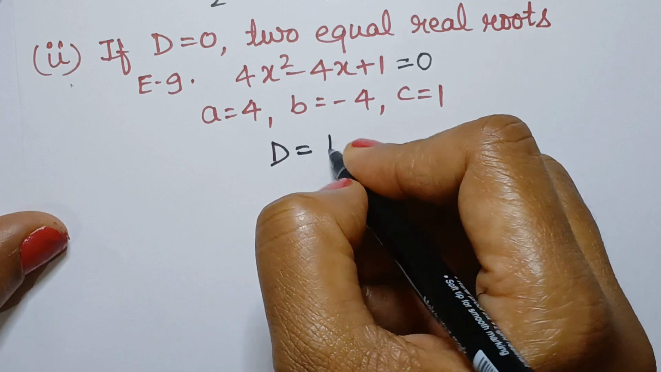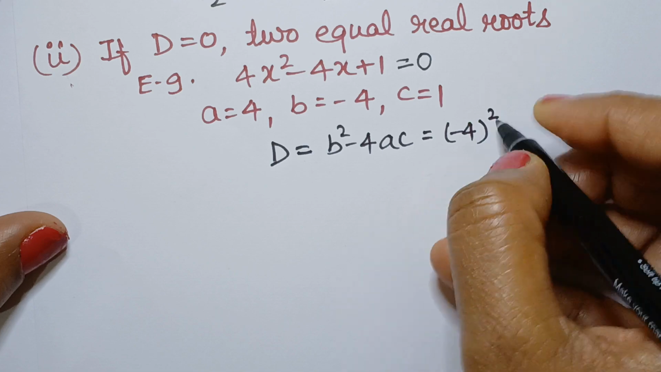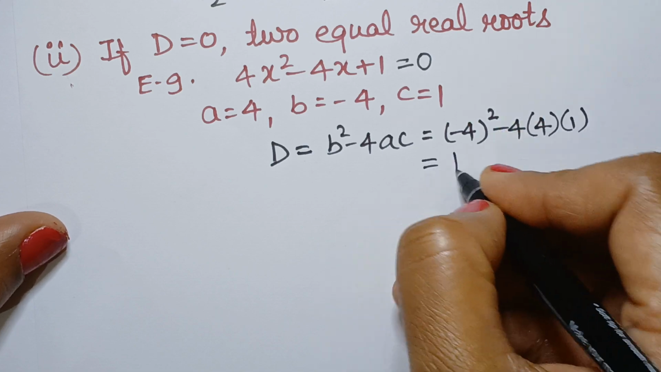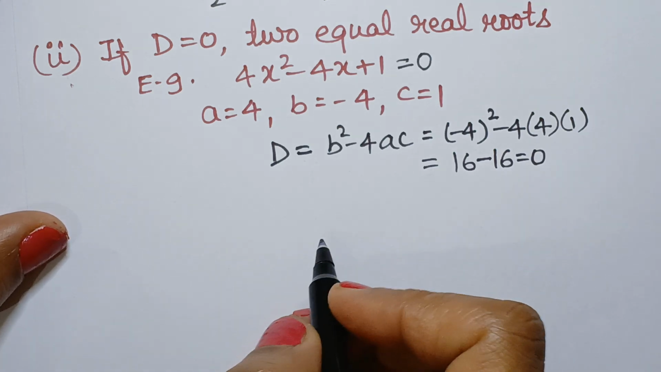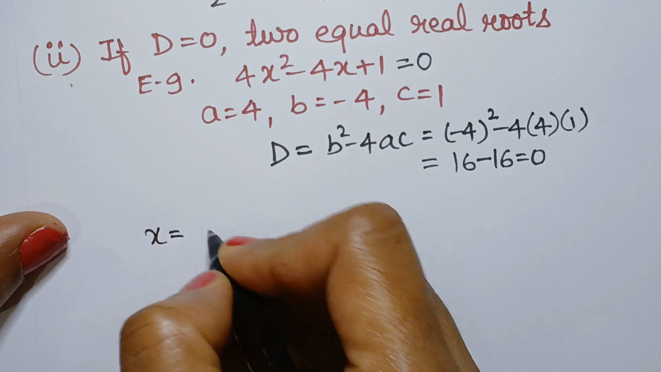What is D here? b square minus 4ac. b is minus 4, a is also 4, c is 1. Minus 4 square is 16 and this is also 16. So D is equal to 0. So it means we should get equal roots here. Let us check whether we are getting equal roots or not.